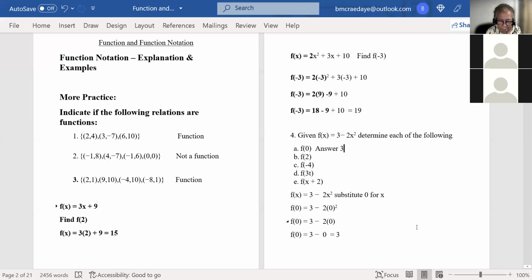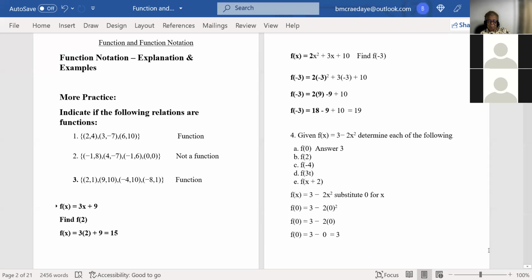So that's why we put the 0 here. 2 times 0 squared. 0 squared is 0 times 0, which is just 0, right? Right here. And then any number times 0 is 0. So 2 times 0 is just 0. 3 minus 0 is equal to 3.